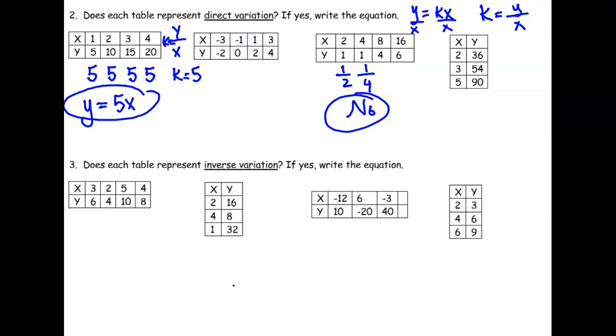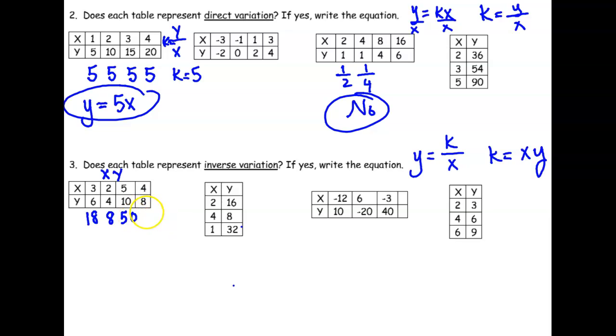All right, looking at 3, we want to see if it's an inverse variation. So an inverse variation, remember, y is equal to k divided by x. That means our constant is actually equal to x times y. Remember, we just multiply both sides by x. So we're, again, treating it like a literal equation. So if I take my x and my y and multiply them, let's write x times y, and I get the same number, 18, 8, 10 times 5 is 50.